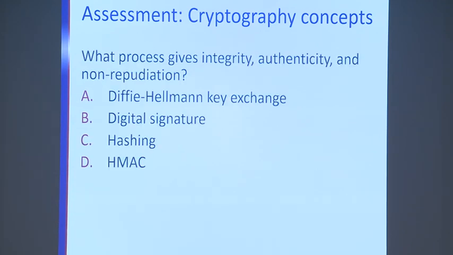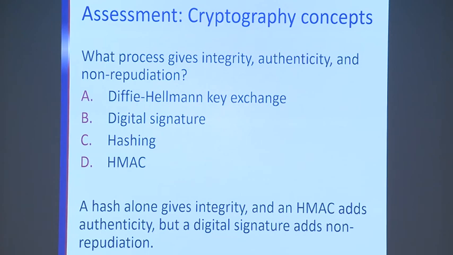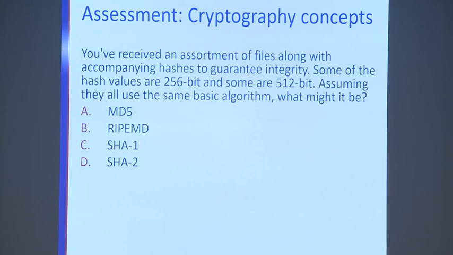What process gives integrity, authenticity, and non-repudiation? Diffie-Hellman is just there for key exchange. It is the digital signature, yep. So the hash alone gives integrity, the HMAC adds authenticity, but a digital signature adds the non-repudiation. So that gives us all three of those. You received an assortment of files along with the accompanying hash to guarantee integrity, but some of the hash values are 256-bit, some are 512. Assuming that they all use the same basic algorithm, what might it be? SHA-2, yes.